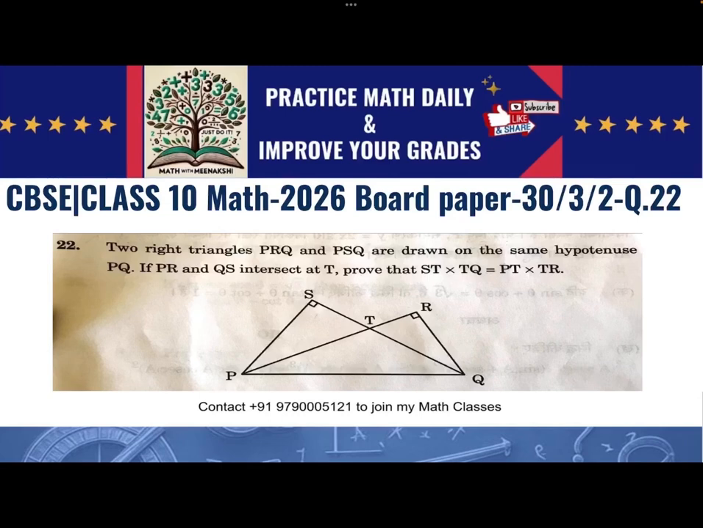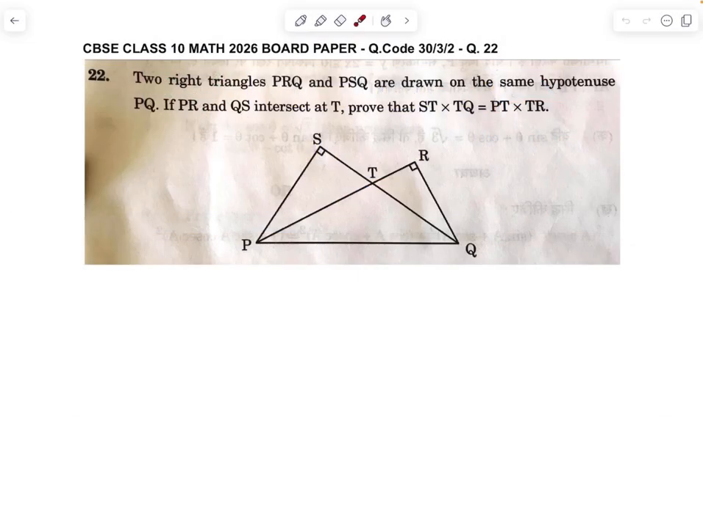Hello all, in this video I'm going to solve question number 22 from CBSE class 10 standard math 2026 board paper. The question paper code is 30/3/2. Question 22 says two right triangles PRQ and PSQ are drawn on the same hypotenuse PQ.